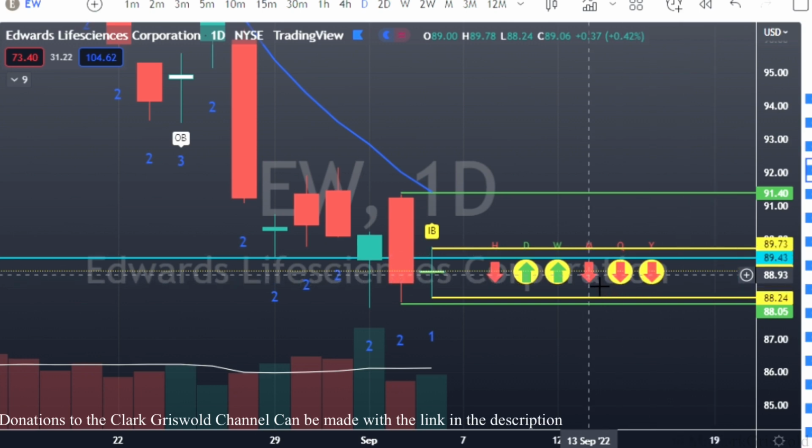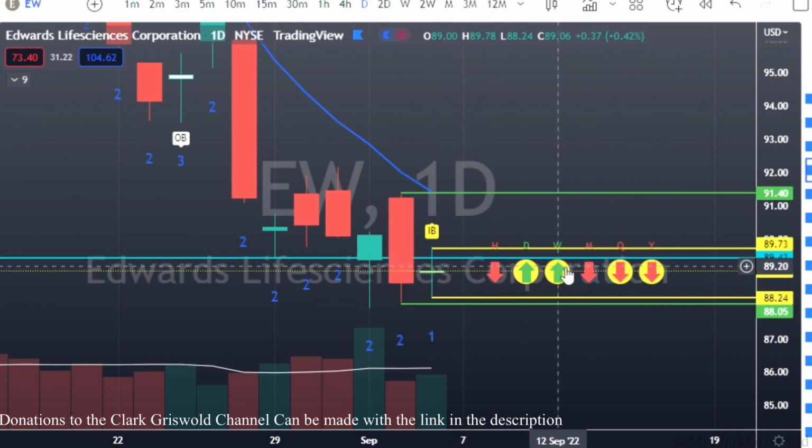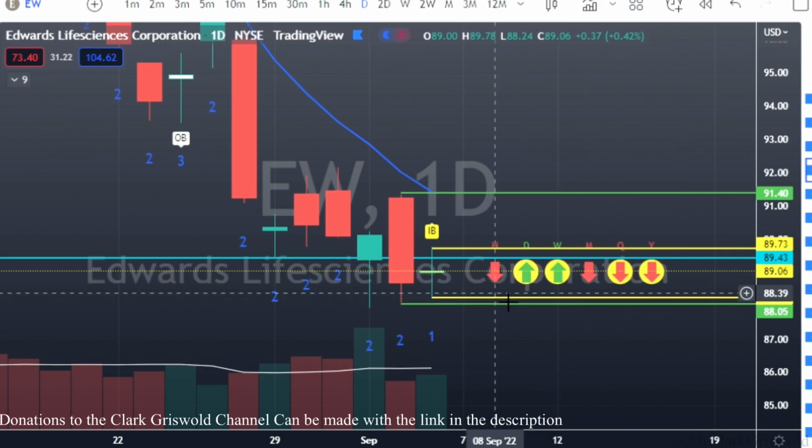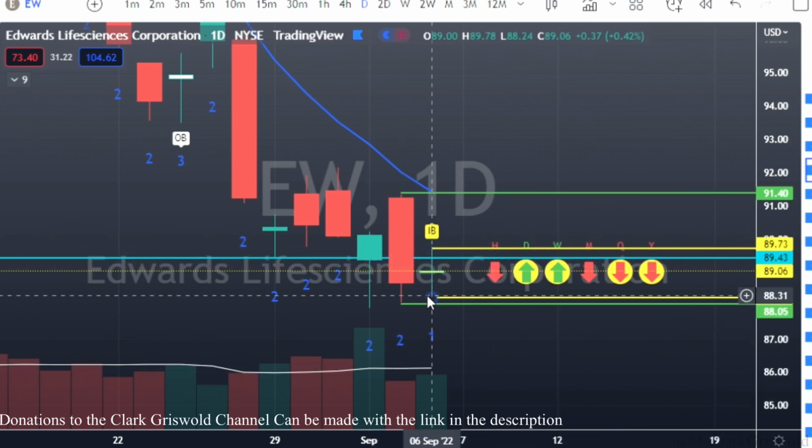So EW calls at 89.73, puts at 88.24. No matter which way this thing goes, if it goes to the downside, we are full time frame to the downside. Okay, if it trends up, we've got the hourly, the daily, and the weekly all green. So either way, we can play this inside bar.